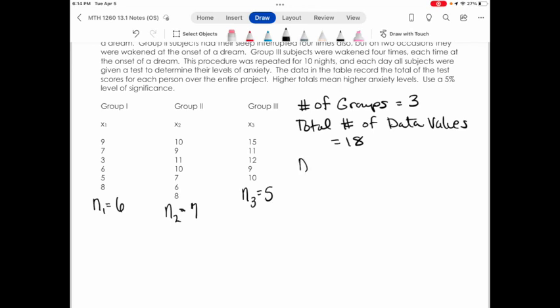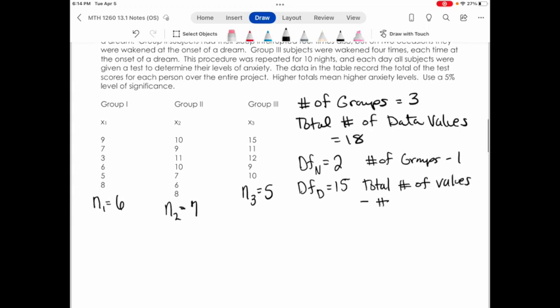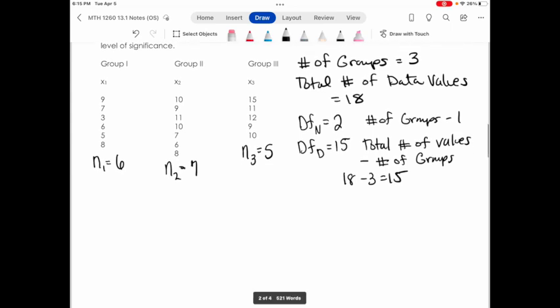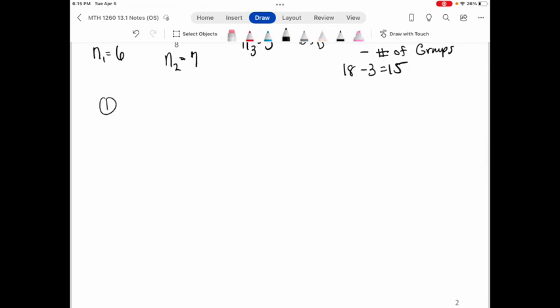So that tells me that the degrees of freedom for the numerator is going to be 2 because I take the number of groups and I subtract 1. Then my degrees of freedom for the denominator is going to be 15 because I take the total number of values and I subtract the number of groups. So I have 18 minus 3, which gives me 15. Okay, so that's going to help us later when we have to look up on the table to find our F critical.